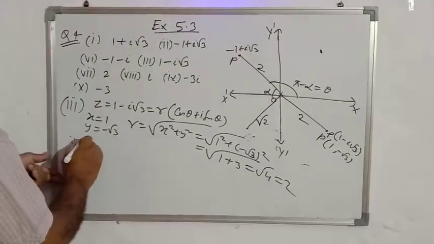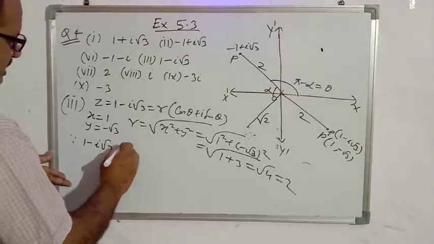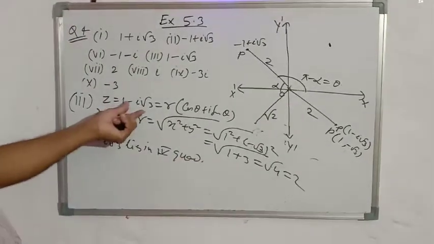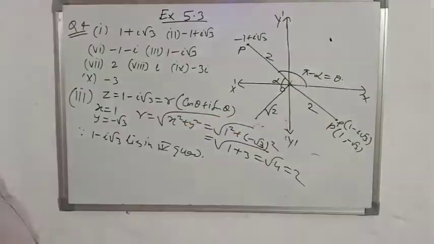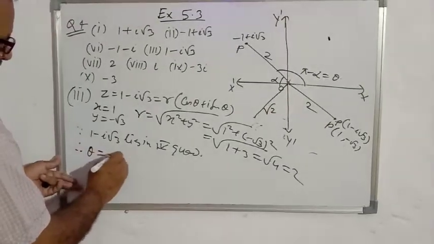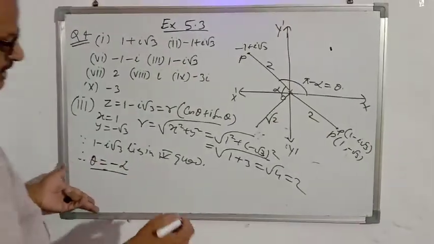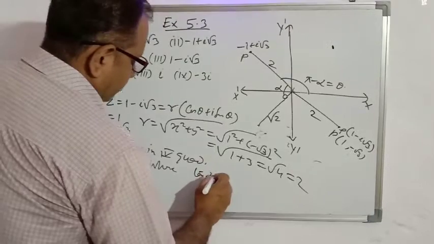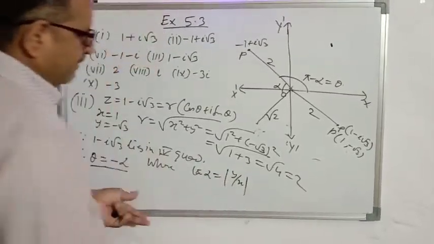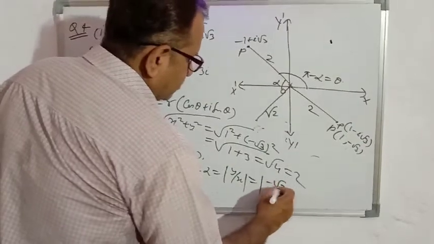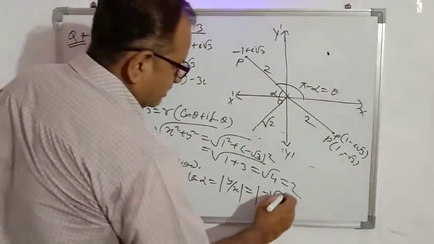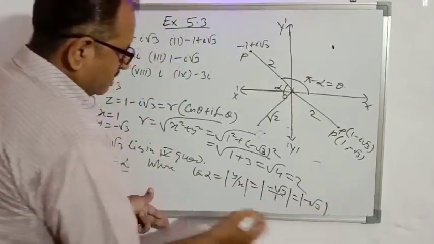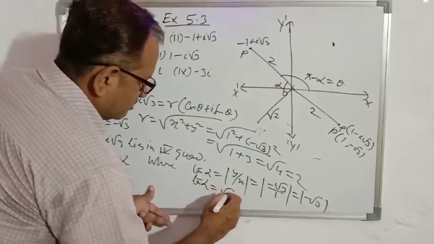Since the complex number 1 minus i root 3 lies in the fourth quadrant, theta will be equal to minus alpha. And how will we find alpha? Tan alpha is equal to mod of y by x. Y is minus root 3 and x is 1, so it will be minus root 3. The modulus sign is there, so we have to take the positive value. Tan alpha is equal to root 3.